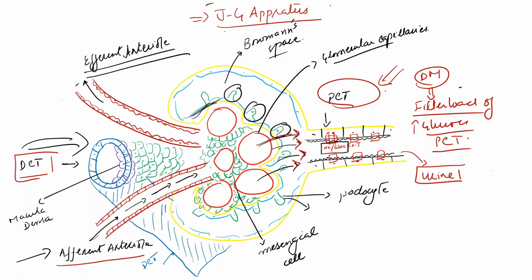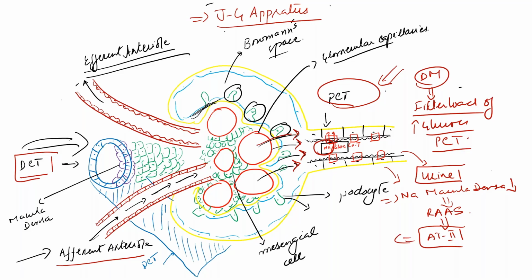In the proximal convoluted tubule, we have the sodium glucose co-transporter, and this co-transporter will try to reabsorb as much glucose as possible. As they reabsorb glucose, sodium will also be reabsorbed along with glucose. When a lot of sodium gets reabsorbed, the sodium delivery to the distal convoluted tubule or to the macula densa will decrease. And when sodium delivery to the macula densa decreases, that will cause activation of the renin angiotensin aldosterone system, which will eventually produce angiotensin 2.